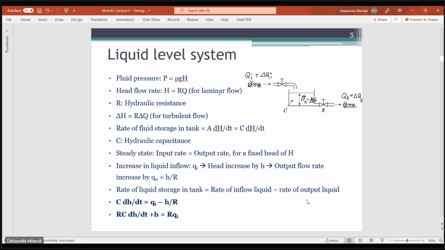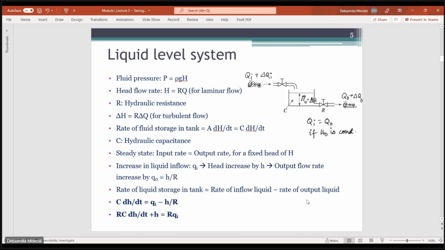Right. So let's say the liquid flow rate into the tank is given by Qi, the output flow rate is Q0, and at the steady state the head of the tank is H0. If the head is kept constant, that means the rate of inflow of the liquid and the rate of outflow of the liquid would be the same. So Qi will be equal to Q0 if H0 is maintained constant.